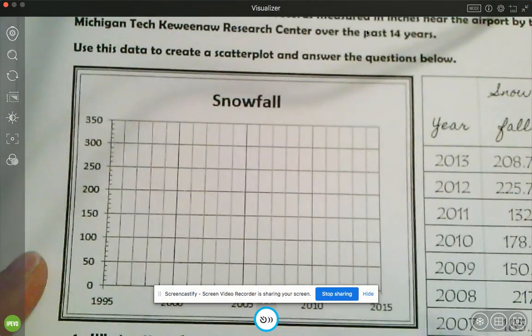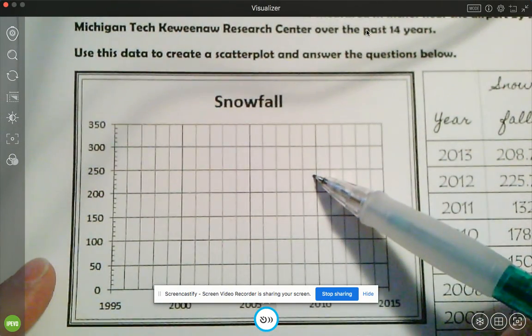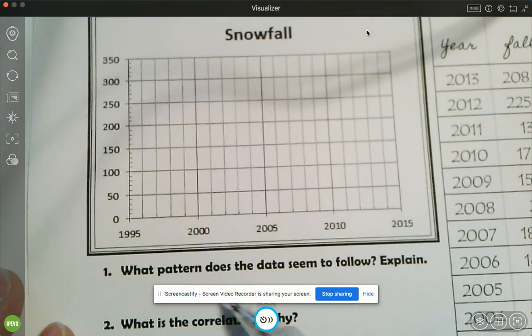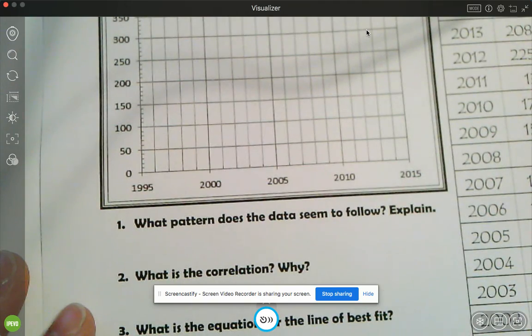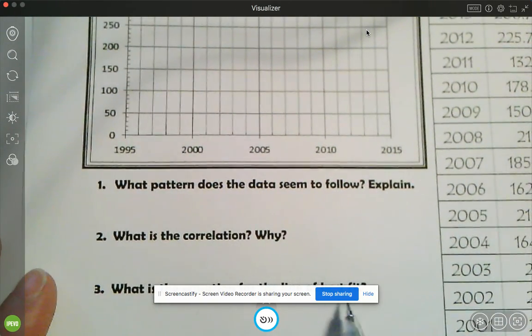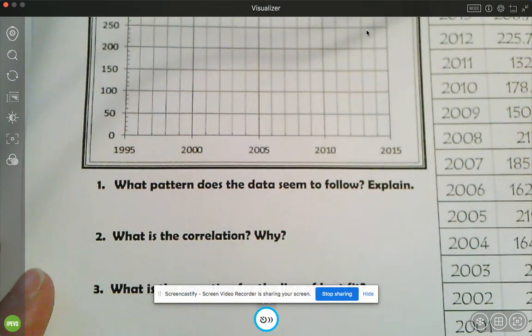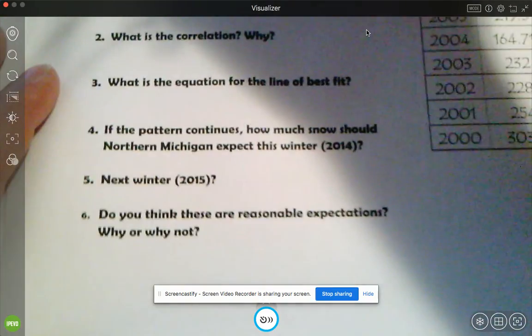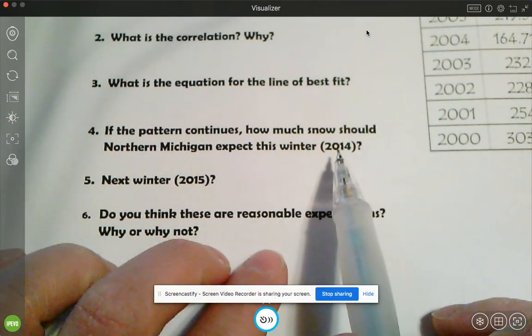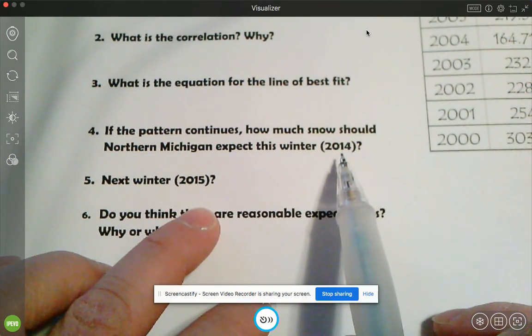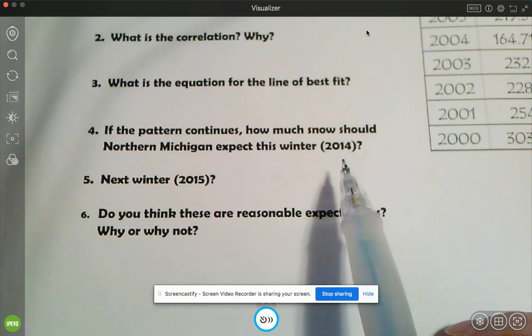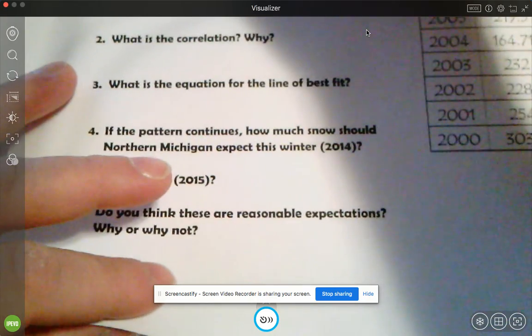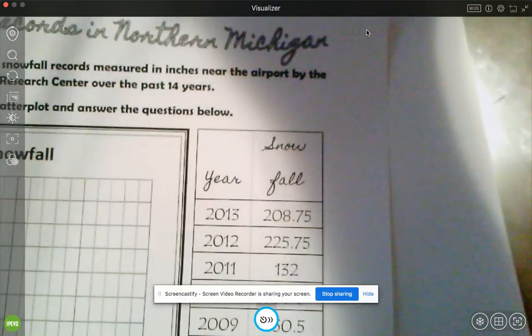So the first thing we're going to do is graph the data. We're going to see what patterns the data seems to follow. Is there a correlation, positive or negative, and why? Then we'll find the equation for the line of best fit, but we'll use Desmos. And then at the bottom, I'll have us start making predictions. I also want to go not only with the X values, the years, but maybe plug in a Y value, a random amount of snow based on our data. What year would that be? That much snow would come down, or that little snow.